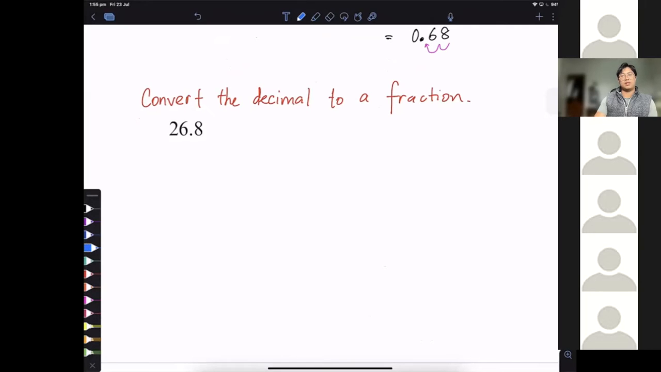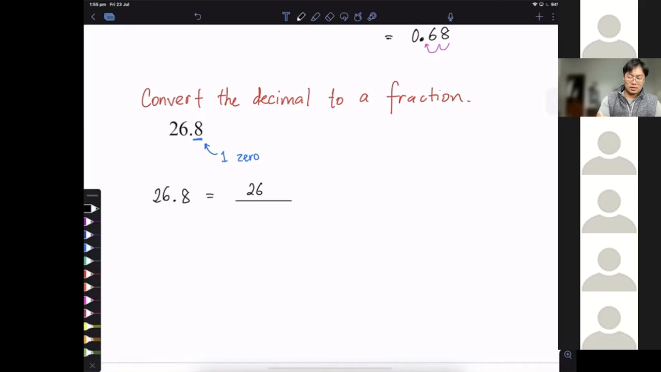Yep. And I'm asking Tanner. After the decimal point, there is one place value. Yeah. So then we write 10. So what's 26.8 going to equal if we write it as a fraction? What's the top number going to be, Tanner? What's the numerator going to be?